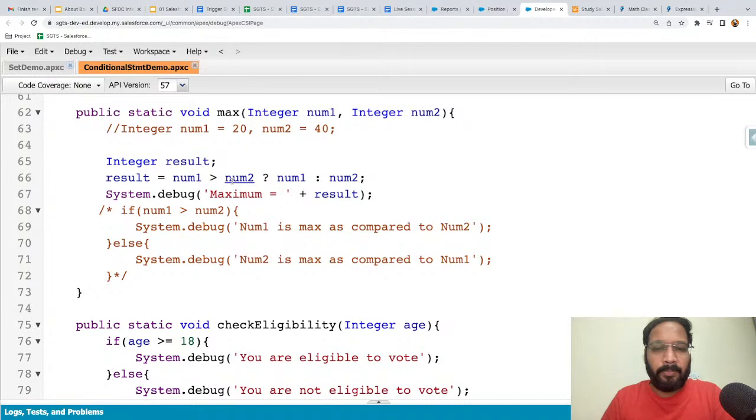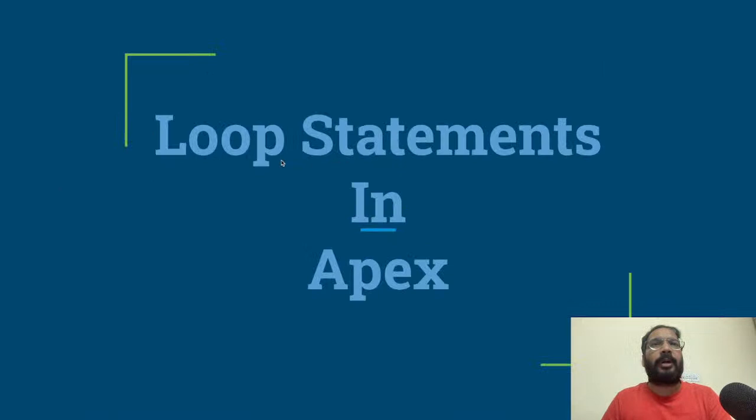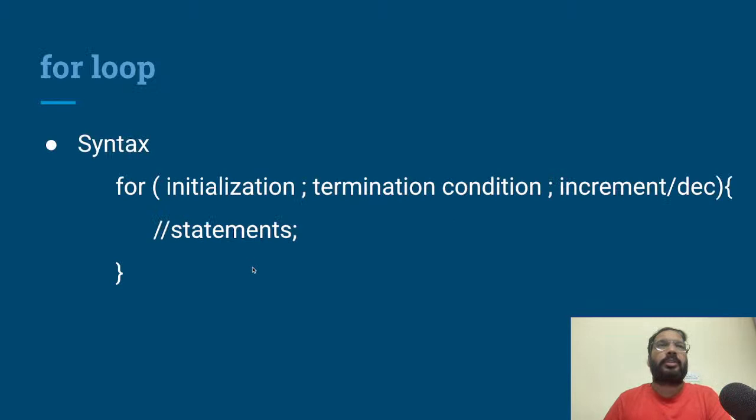Okay. Now moving to the next part, that is loop statements, right? So I will be explaining three types of loops that we can implement in Apex. The first is the for loop, right? I am just going to explain everything from the beginning. So if you are a beginner and you don't know how to implement a loop, how it actually executes, you will be able to understand today.